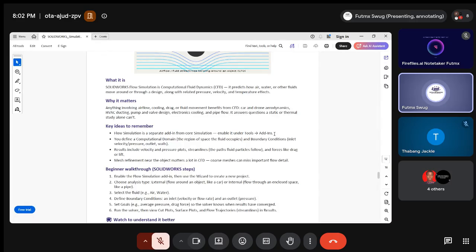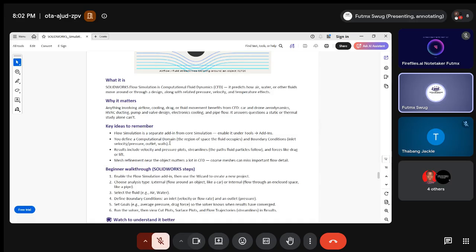So you may be wondering, why don't you have it? It's because it's an add-on, and as an add-on, it may be paid. Maybe you need to pay for some of these subscriptions for you to have some of these add-ons, while some of them actually come with the student version.